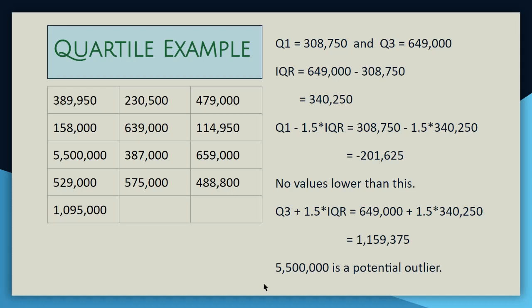We need to identify outliers because those are going to help us make decisions about the summary statistics we want to use to describe things like where the measure of center is, where is our center of data, and how spread out that data is.